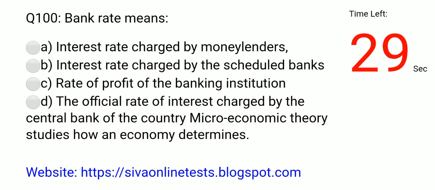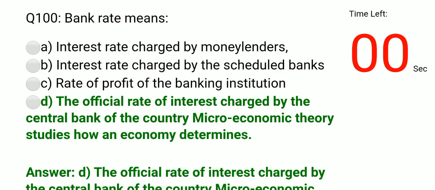Question 100. Bank rate means. Options. A. Interest rate charged by moneylenders. B. Interest rate charged by the scheduled banks. C. Rate of profit of the banking institution. D. The official rate of interest charged by the central bank of the country. Answer. D. The official rate of interest charged by the central bank of the country.